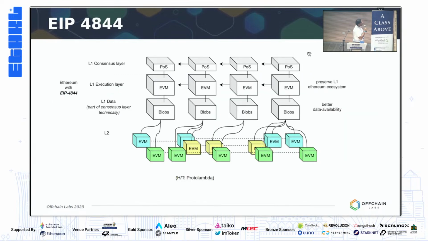You guys can take a look at this diagram. This is from Proto Lambda, who works at Optimism now. It can tell you how exactly the rollup-centric roadmap will work after 4844. You would have all these separate rollups. They'll be posting blobs, and these blobs would be in individual blocks rather than as part of normal transactions.